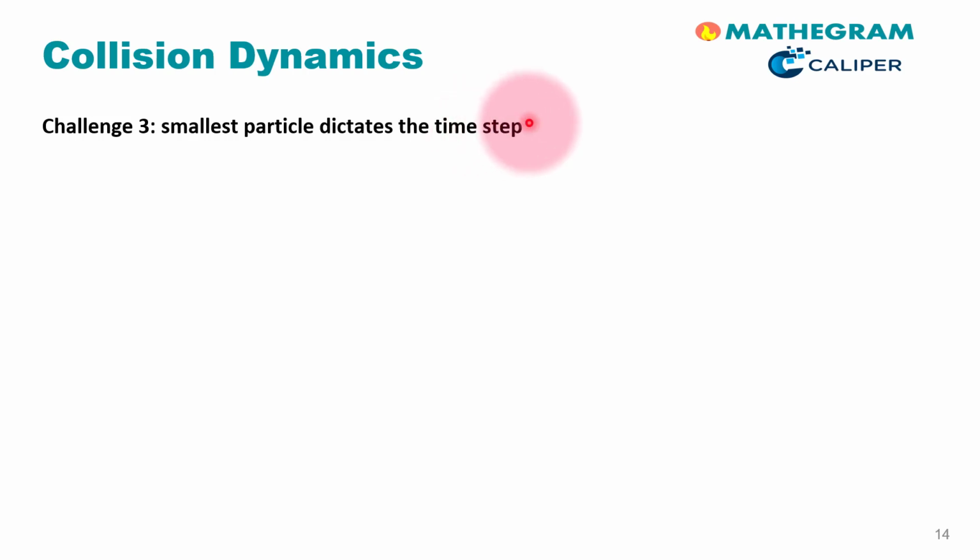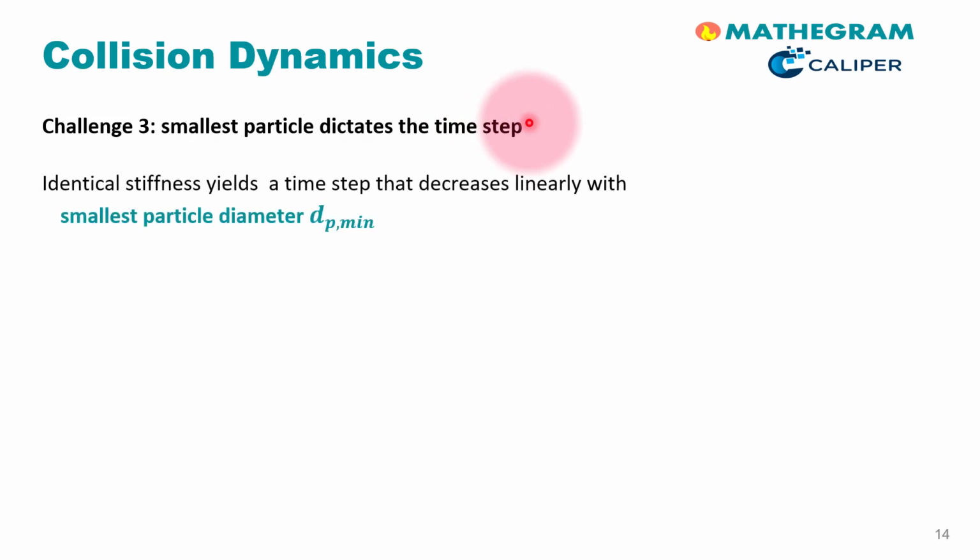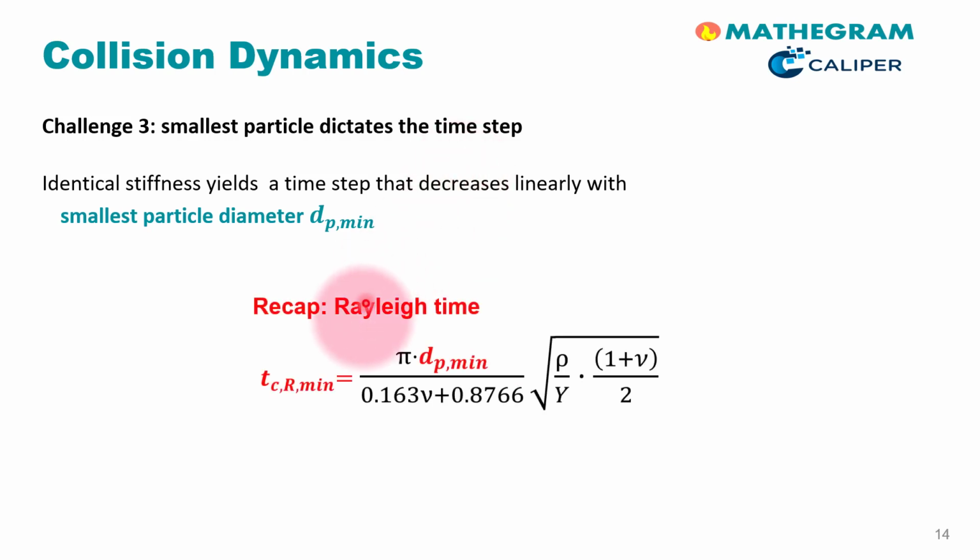If we now consider that all particles have an identical stiffness, this yields that the time step size has to decrease with the smallest particle diameter dp min and hence the size ratio. This can be quantified by the Rayleigh time that we have already mentioned in our introduction section. To be precise, the time step has to decrease linearly with the particle diameter, and this is why DEM simulations of polydispersed granular materials are really computationally expensive.